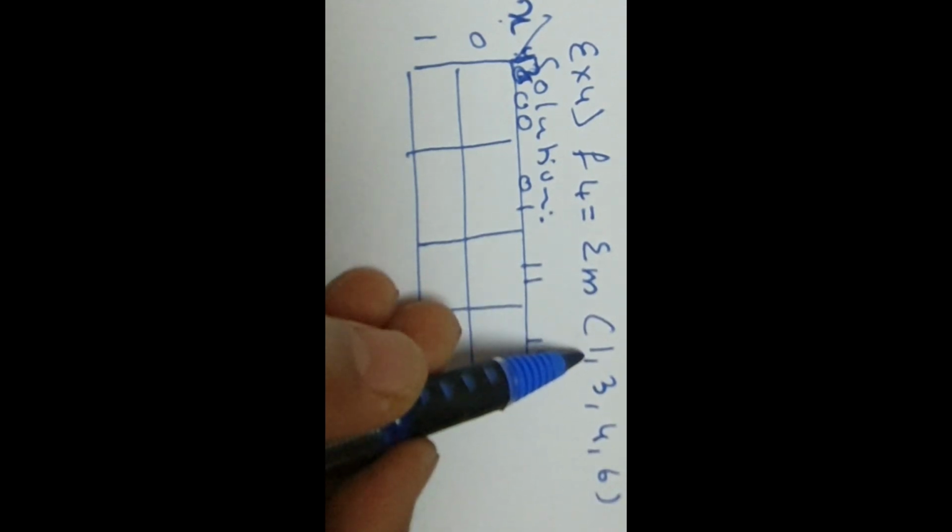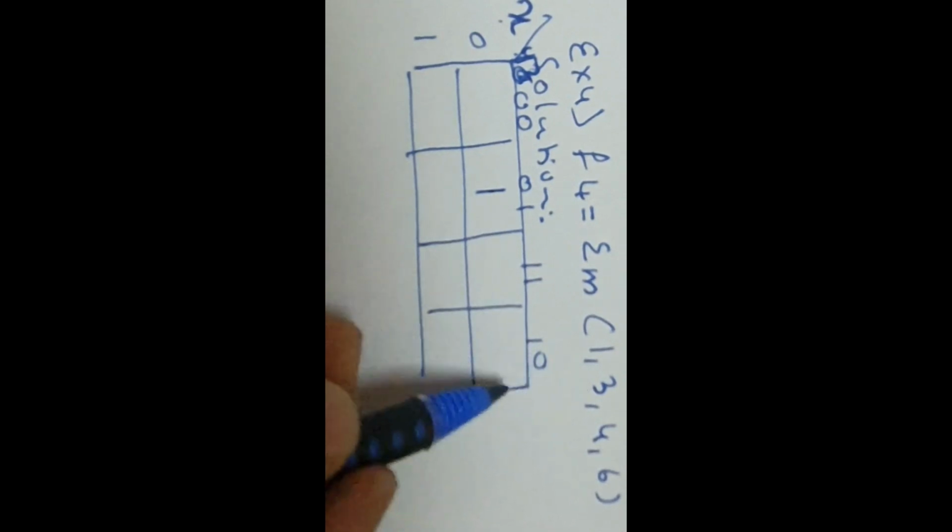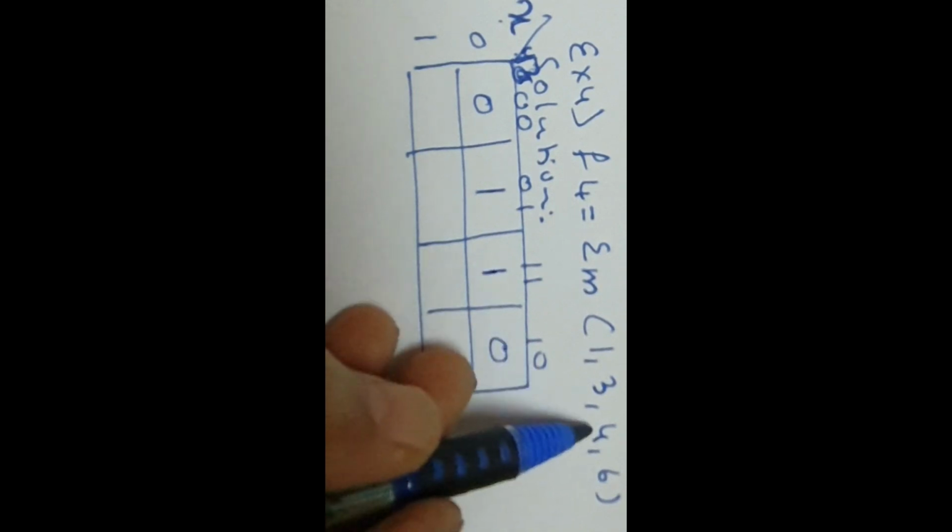Now we'll have to fill this minterm. M1 is present means 1 here. 2 is not present, 0. 0 is also not present. 3 is present. 4 is present. 5 is not present. 6 is present. 7 is not present. K map is filled.